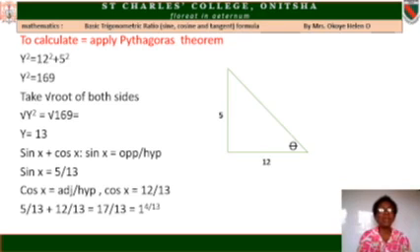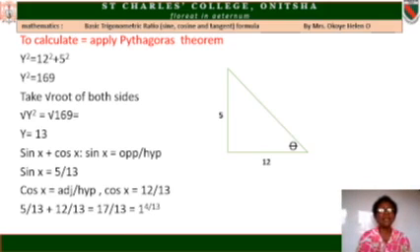Now we take the square root of both sides here. You can see that the square root cancels the square on top. Then the square root of 169 is 13. Now our y equals 13. We come to the business of sin x plus cos x. First, you write sin x equals opposite over hypotenuse. What is our opposite? 5. What is our hypotenuse that we have got? 13. Sin x is 5 over 13.